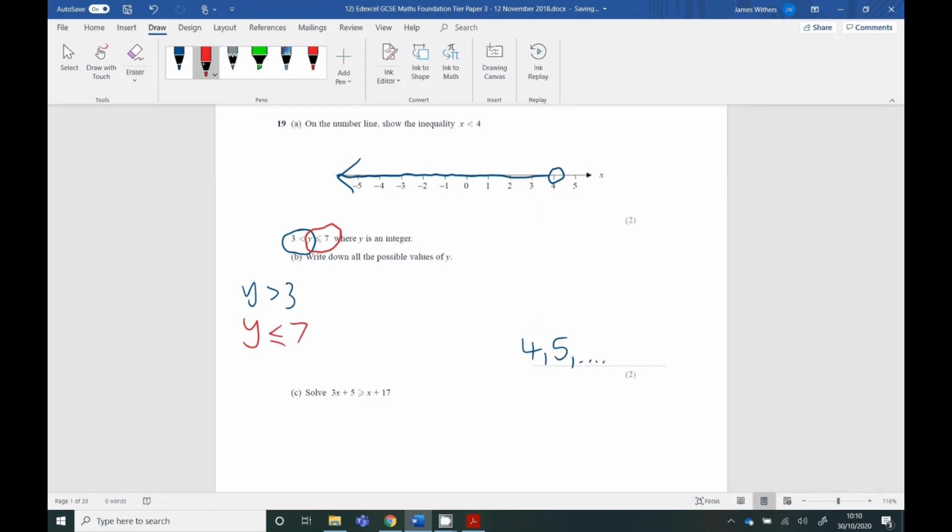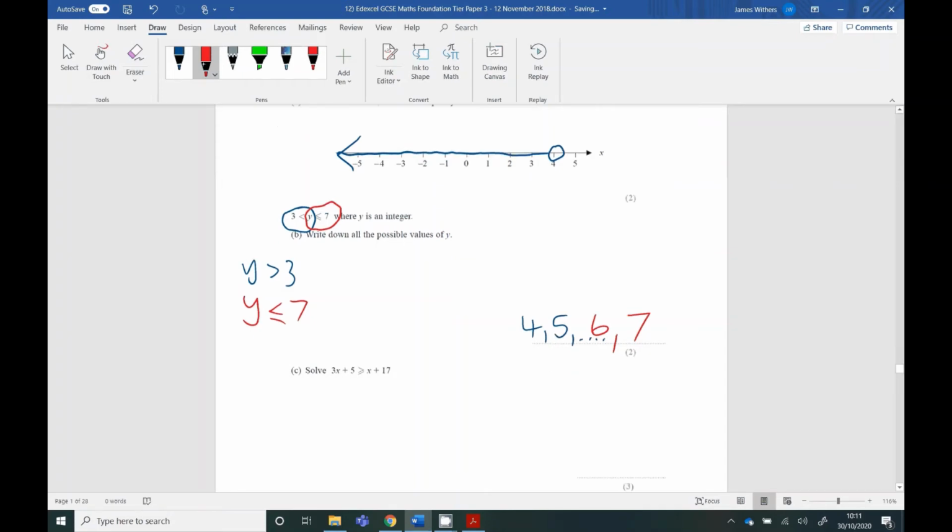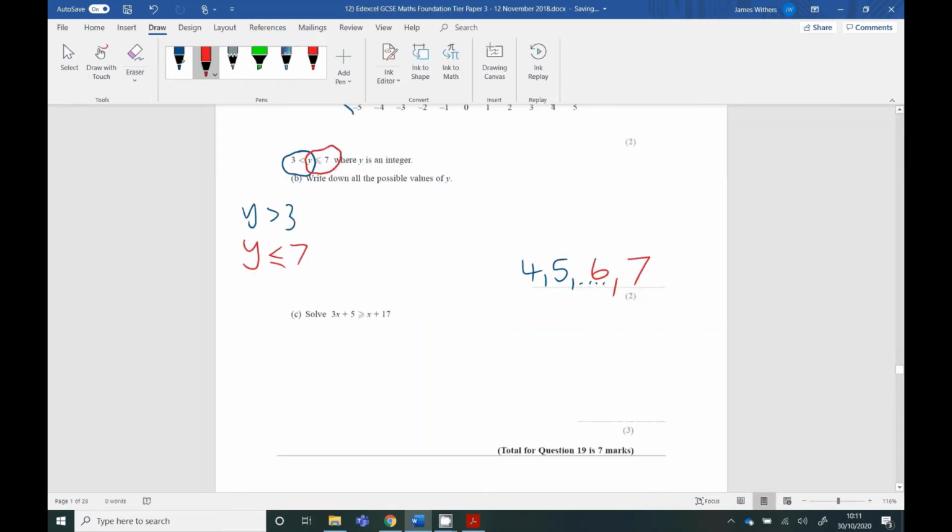So carrying on our list here, we've got 4, 5, and we're going to go all the way up to and including 7. So 4, 5, 6, and 7. So the 3 is excluded because y is greater than 3, but the 7 is included because y is less than or equal to 7.